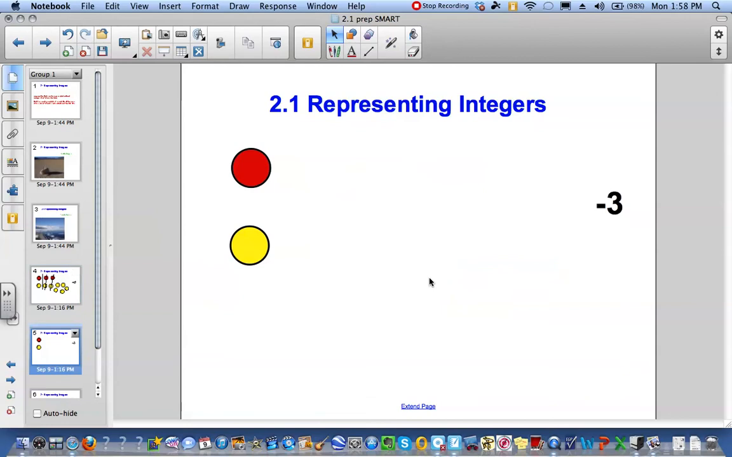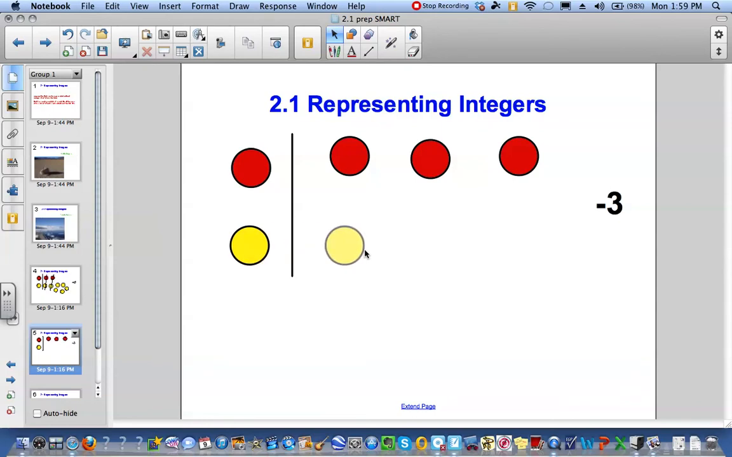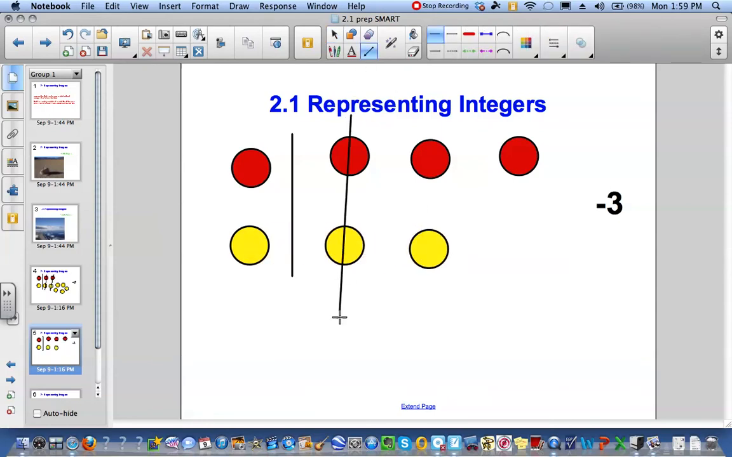Let's look at that from a negative standpoint. Again, I have negative 3. So right now I can bring out 1, 2, and 3. So now I have negative 3 modeled there, 3 negative tiles, no positive tiles. If I bring out some positive tiles, I need to cancel those out. A positive and a negative cancel each other out. Now I'm only sitting with 1 negative.